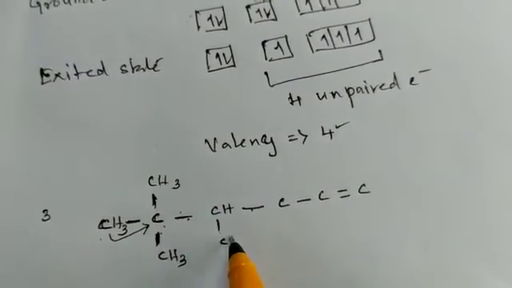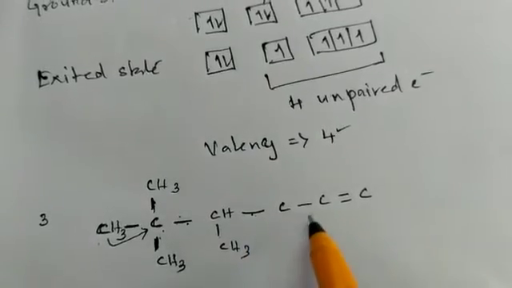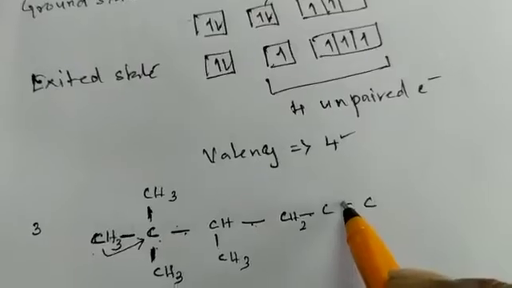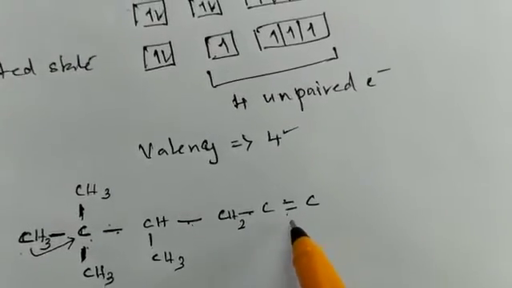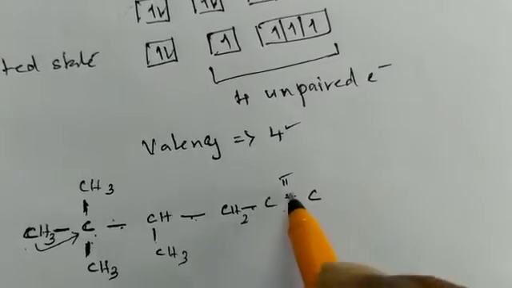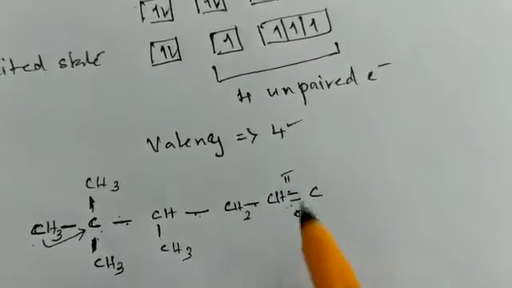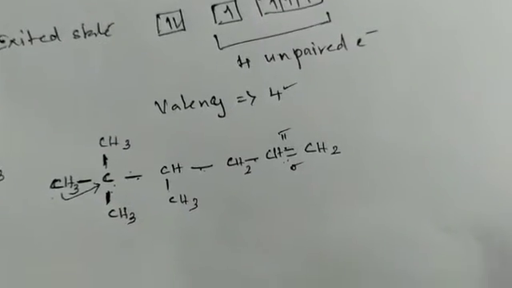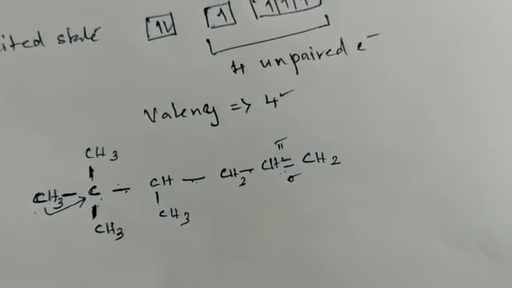Here 1 is over. Remaining 3. Here 2 valencies are over. Remaining 2. Here 1, 2, 3. 3 valencies are satisfied. One through sigma bond and another through pi bond. So whatever it may be, 1, 2, 3 over. So remaining 1. Here 2 valencies are over, remaining 2. So this is the way to balance a carbon atom.